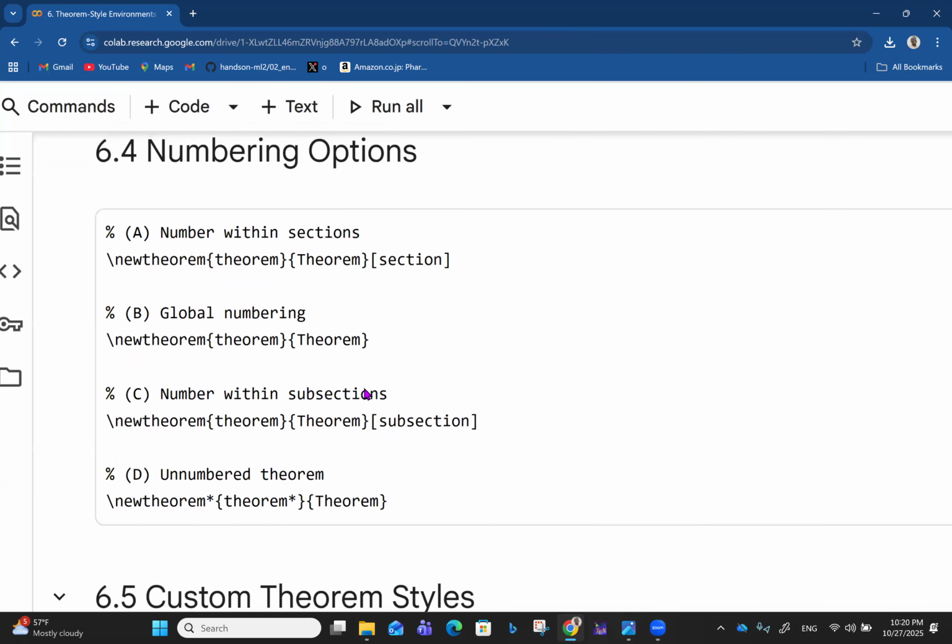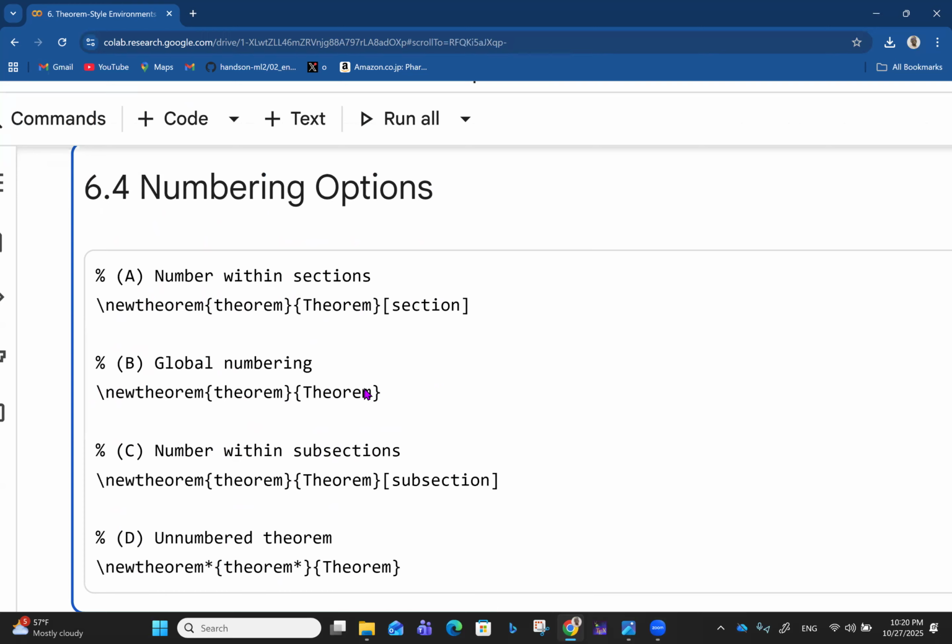Then we have numbering options when we work in the theorem environment. For instance, we can have numbering within sections, just like what we said the other time: newtheorem{theorem}{Theorem}[section]. You can have global numbering where you just have newtheorem{theorem}{Theorem}. So we don't care about the section, and the theorems will be numbered globally: theorem 1, theorem 2, it just goes on like that. But if you do theorem within section, in section 4, for instance, the first theorem will be theorem 4.1.